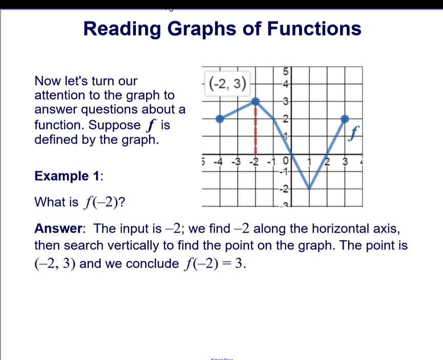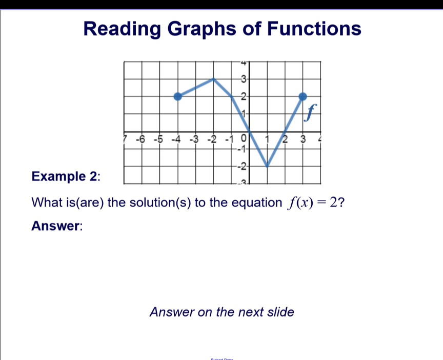So once again, we look for the input, which is negative 2. We search for that along the horizontal axis, also known as the x-axis. And then we look vertically up and down from negative 2 to see where the x input matches the graph, which is up here at y equals 3. So we conclude that f of negative 2 is positive 3.